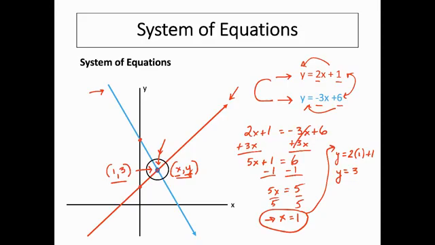So once again, a system of equations is just two lines where they intersect, and you're finding that point of intersection. Algebraically, it means perhaps setting them equal to each other so you can find out what one value is, the x value, and then plug that back into either equation to find your y value.